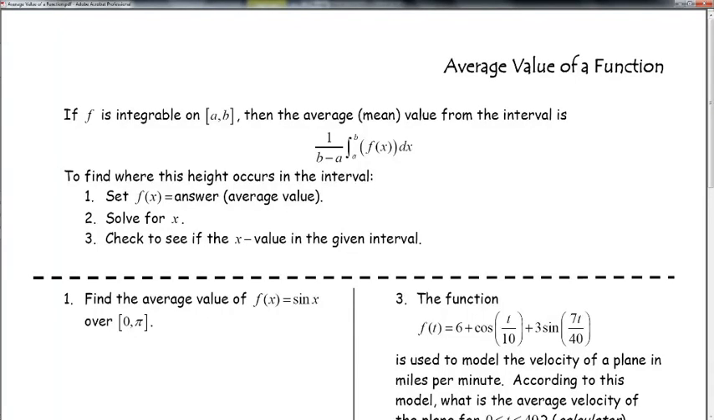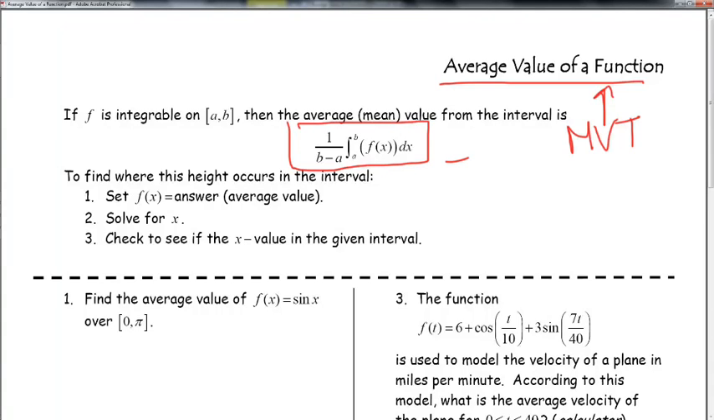Alright, the extension of the average value, or the mean value theorem, is doing the average value of a function. So this is really just the mean value theorem that was on the other video. However, this time we're not really solving for a c, we're just finding what is the average value.